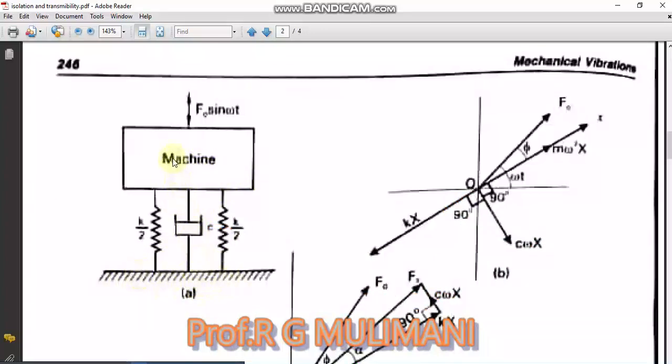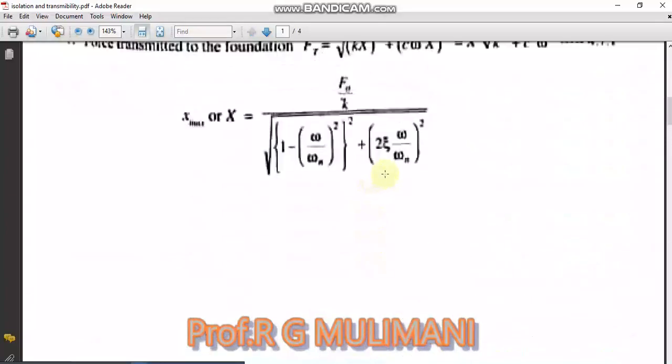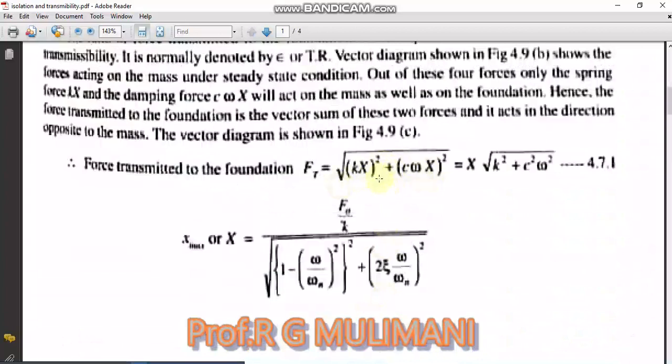So what is the force which is transmitting here? That is the spring force and the damping force. Spring force and the damping force: it can be given as Ft is equal to square root of (kx) square plus (c omega x) square, where kx is the spring force and c omega x is the damping force, where x is the displacement. So this x is equal to the response of the system.